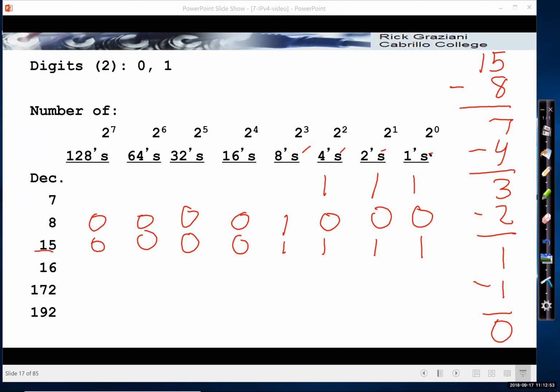Let's take a look at another one. Matter of fact, I'll leave this up here. We'll do 16 because that one's fairly easy. 1 16 and then all zeros.